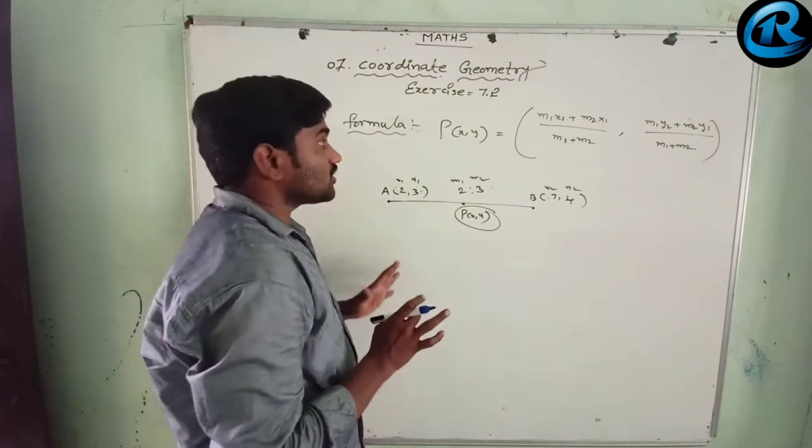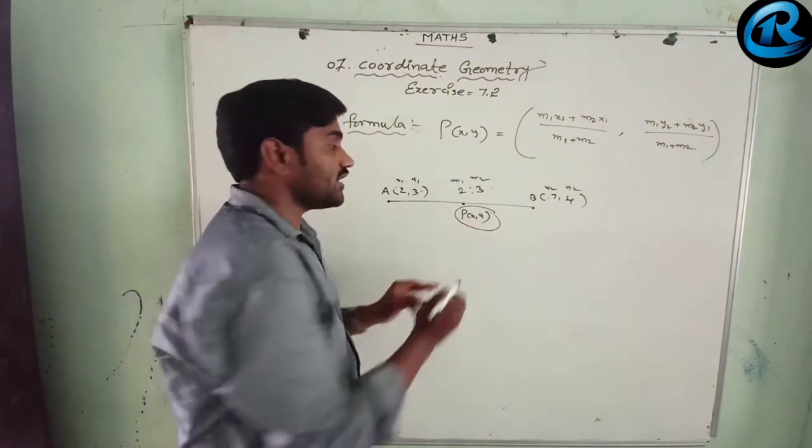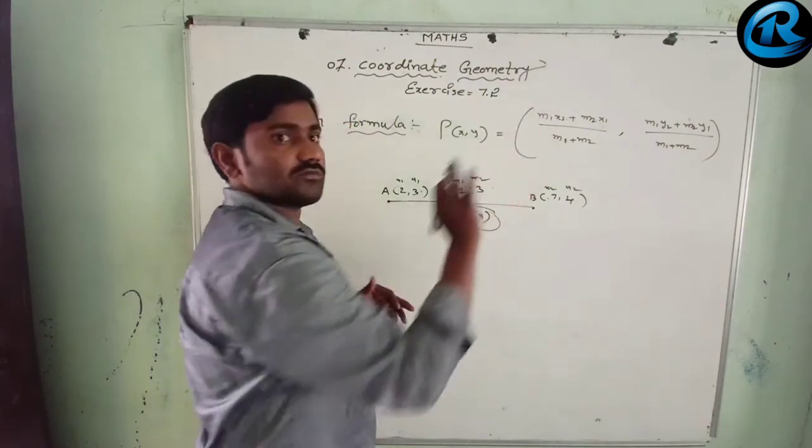See, so this is a formula not only for finding only x comma y, P(x, y).